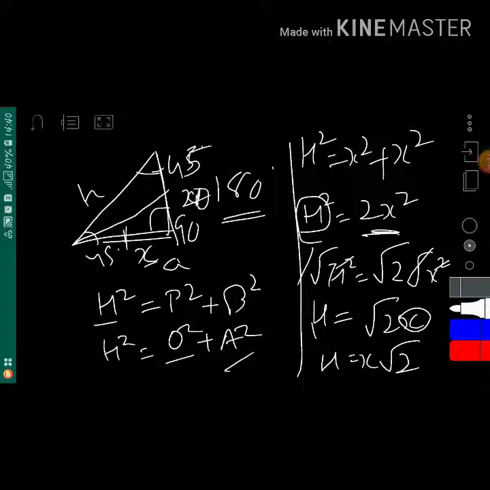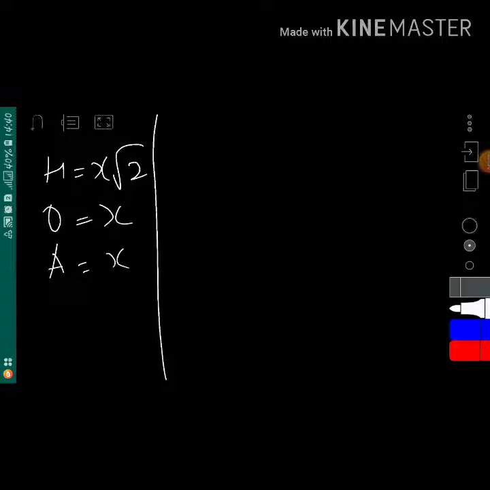Now keep this in mind. I am turning the page. What did we write? H is equal to x root 2. What was our O? O was x. What was our A? A also was x from our previous diagram. Now come to the first part. You need to see the first part, then only you will understand. When I taught you, you remember O by H, A by H.